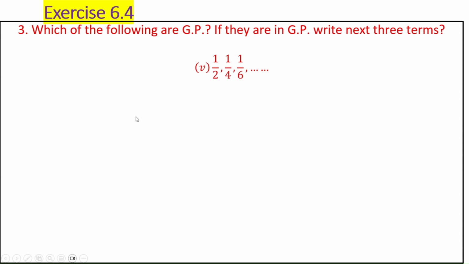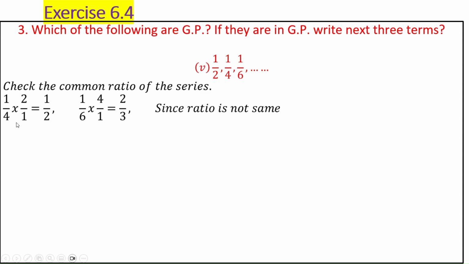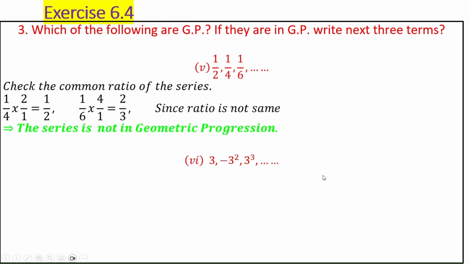Okay, 1 by 2, 1 by 4, 1 by 6. If you see, the common ratio: first one is 1 by 4 divided by 1 by 2, which is 1 by 2. 1 by 6 divided by 1 by 4 is 2 by 3. Okay, so since the ratios are not the same, they don't form any geometric progression.